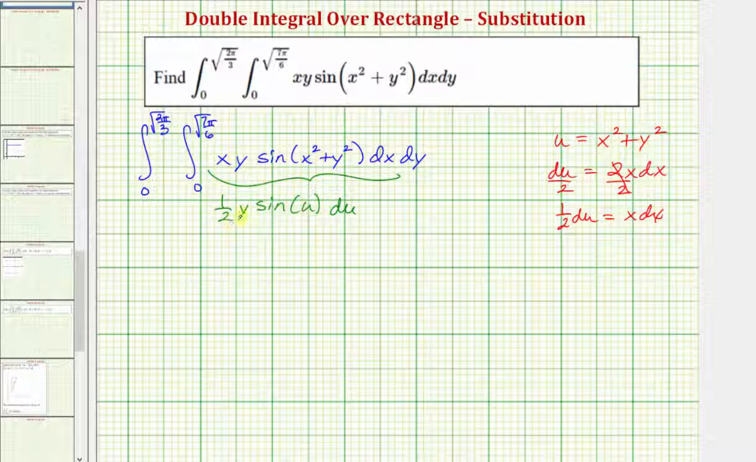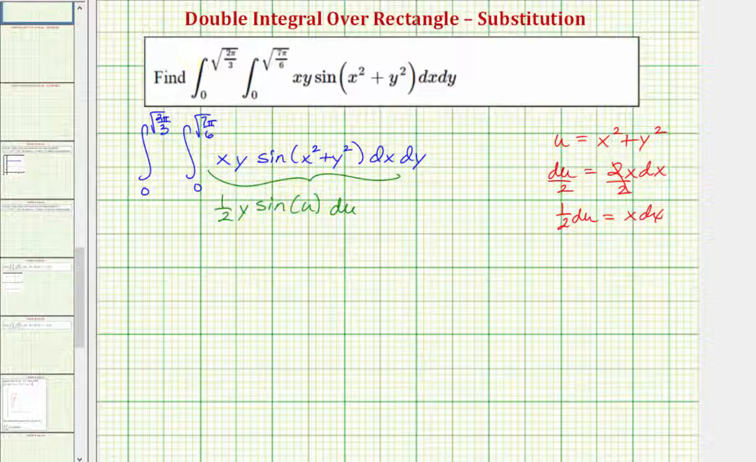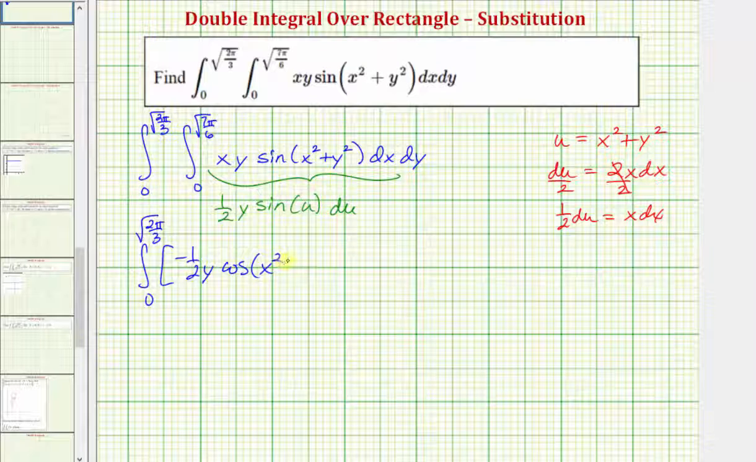The antiderivative of 1/2 y sine u with respect to u would be negative 1/2 y cosine u, which means the antiderivative with respect to x would be negative 1/2 y times cosine of u, which is really the quantity x squared plus y squared.